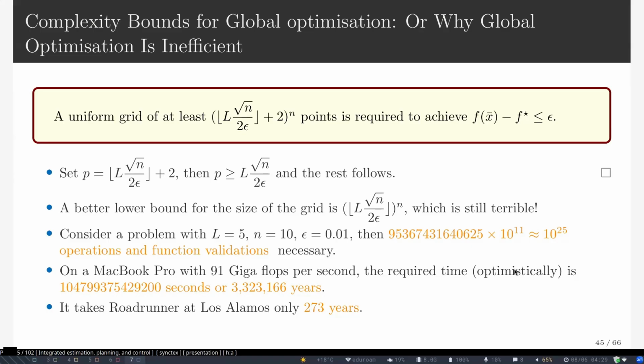You can even make it a bit tighter. But it's terrible, really. It's n to the power n. So if L is 5, n is 10, a very small problem, and epsilon is 0.01, you need these many function evaluations.